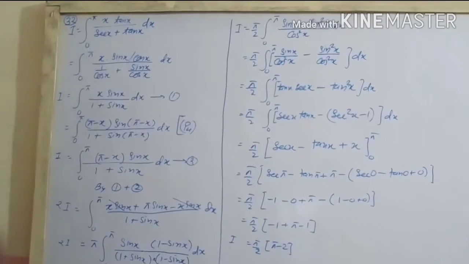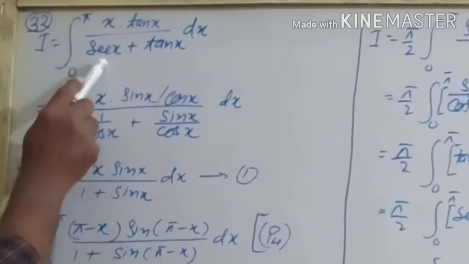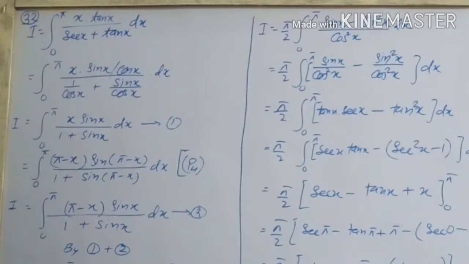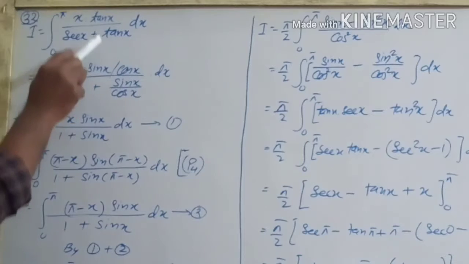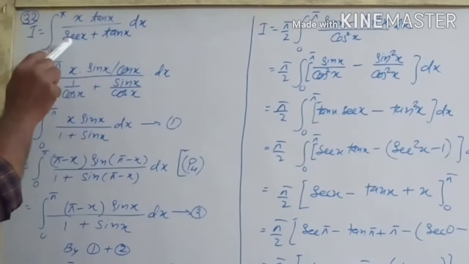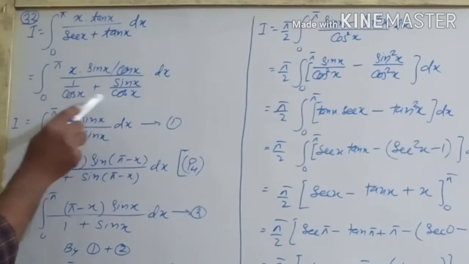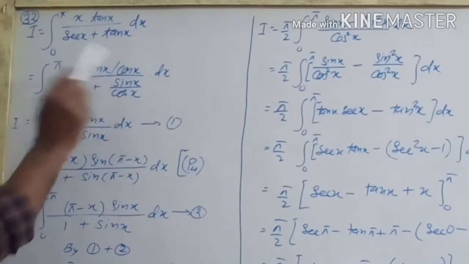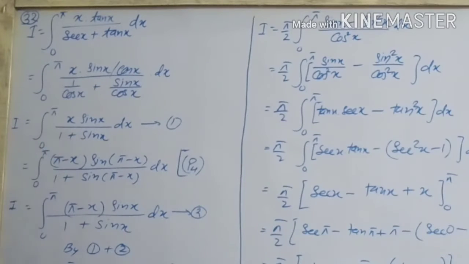In question number 32, integral 0 to pi of x tan x upon sec x plus tan x dx. So, in place of tan x write sin upon cos, and sec x which is 1 upon cos. When we take the LCM, which is cos x, this cos x is cancelled out, only x sin x and 1 plus sin x remaining.